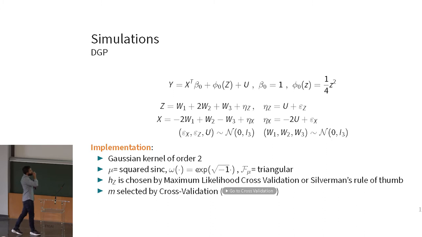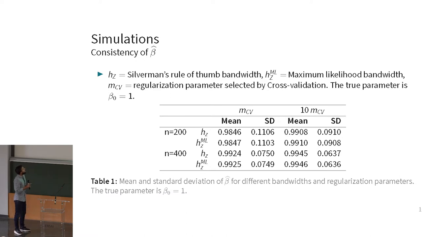Now, let's switch to the consistency results for the beta hat. The true value of beta is equal to 1. In this table, we have the Monte Carlo mean, so the expected value of beta hat, and the standard deviation of beta hat. Here, MCV again is the Landweber-Fridman regularization selected by cross validation.